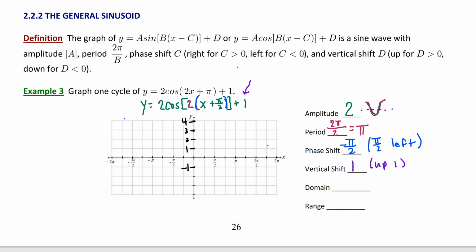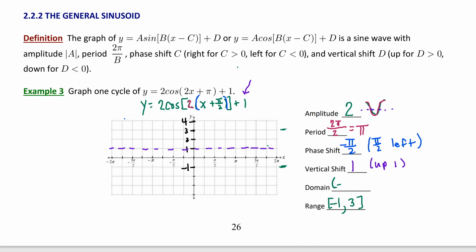Then I'm going to recognize that the entire graph has been shifted up 1 unit, so I can construct this dashed line as the new pseudo-axis for the cosine wave. Now, because the amplitude of this cosine wave is 2, we know that it's going to reach 2 units above that center line and 2 units below that center line. So at this point, we could even recognize the range as -1 to 3.